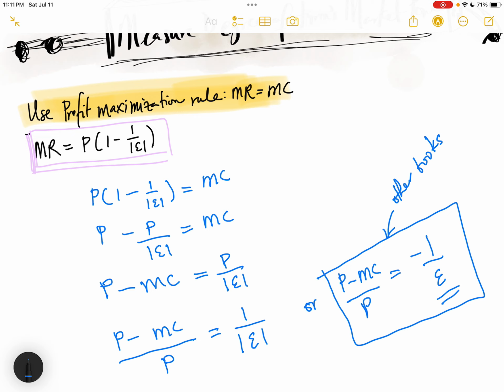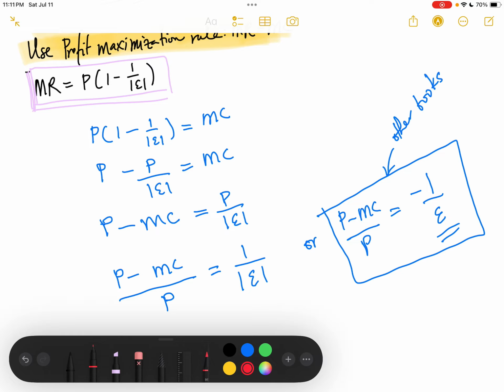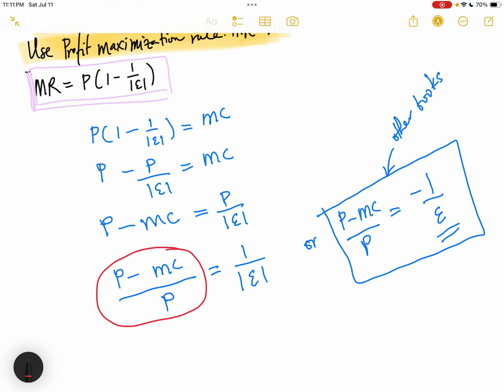So what is this? Well, the larger the Lerner index, which is this part, the larger the market power. The larger the Lerner index, which is equal to 1 over the absolute value of the price elasticity of demand, the larger the power that the firm enjoys.